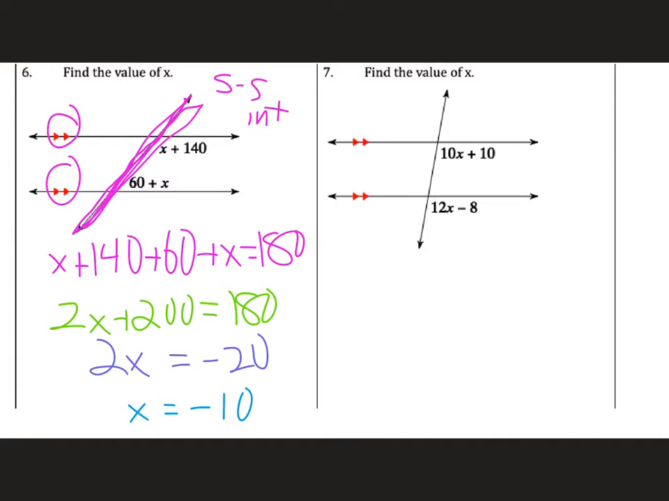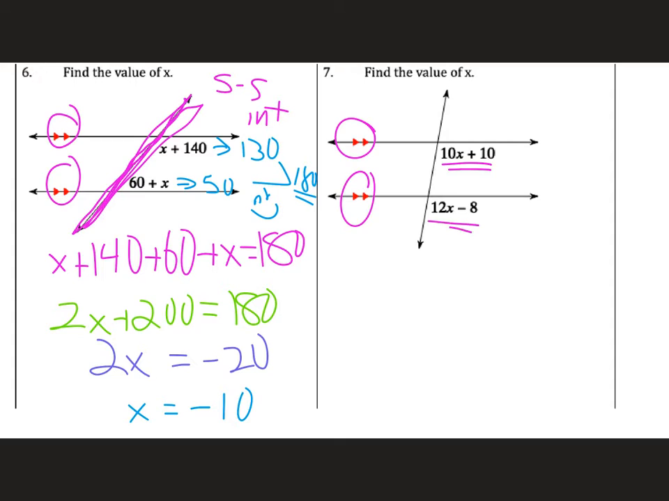We just got a negative number, that's wacky. If you don't believe that that's right, let's plug it in. So 60 plus negative 10 is 50. Negative 10 plus 140 is 130. 130 and 50 make 180, so we did it. Maybe draw a smiley face because we did it. Yay! The next one here, we still have parallel lines.